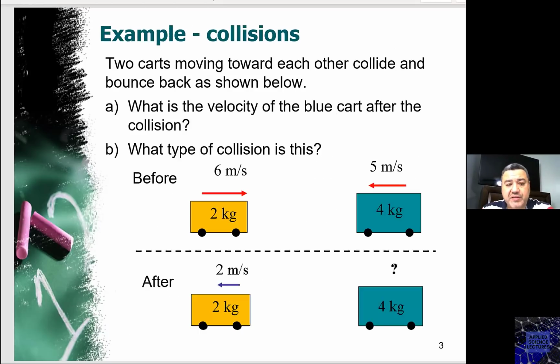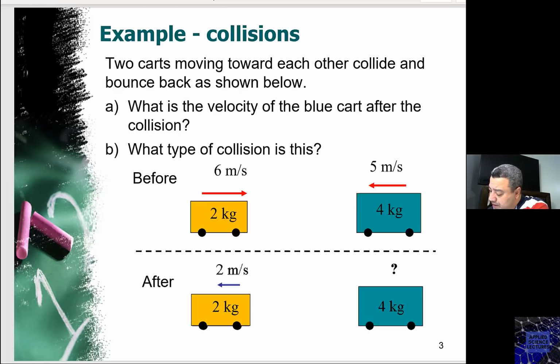Now let's look at an example of a collision that's bouncing back. In this collision, we need to evaluate the velocity of the blue cart after it bounces back, and also we need to evaluate the type of collision. What type of collision do we have here? So let's start by first sketching the before and the after for this problem.